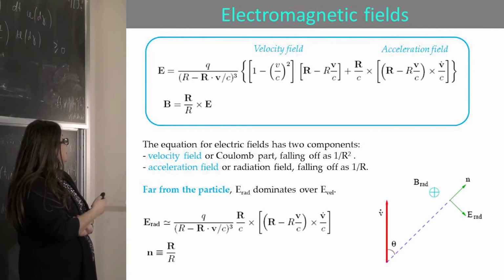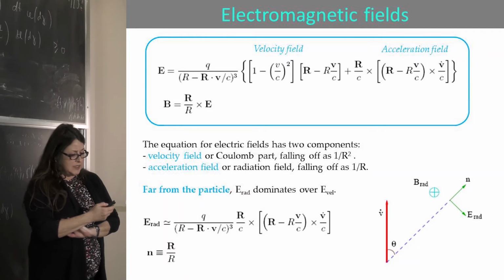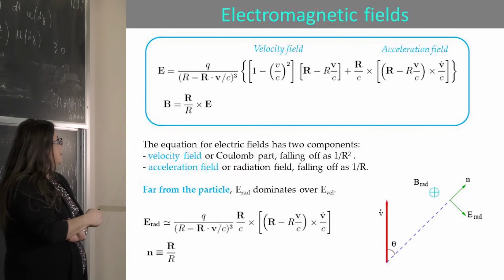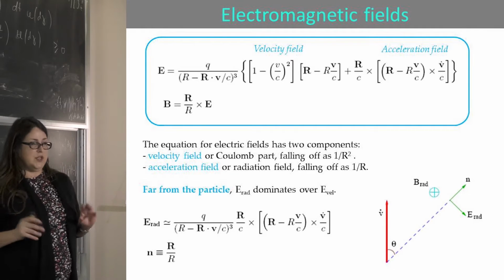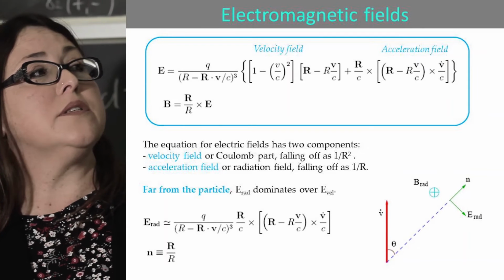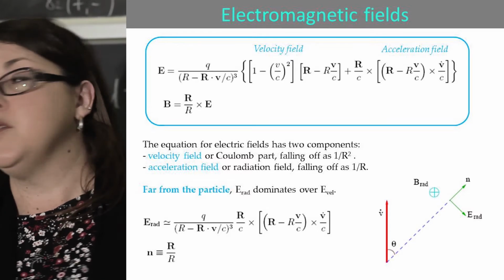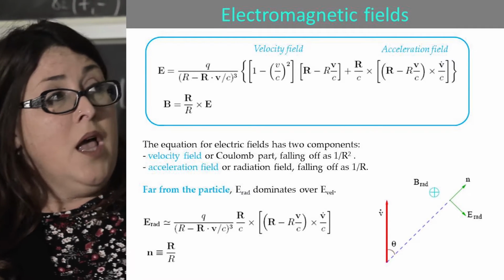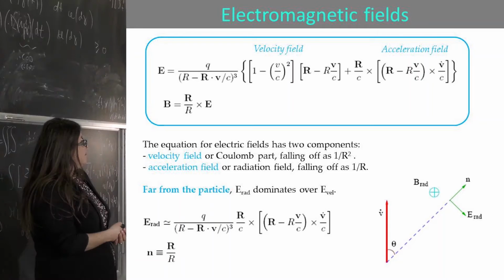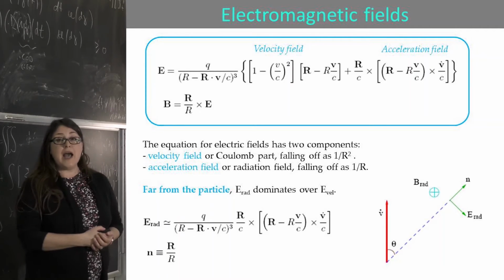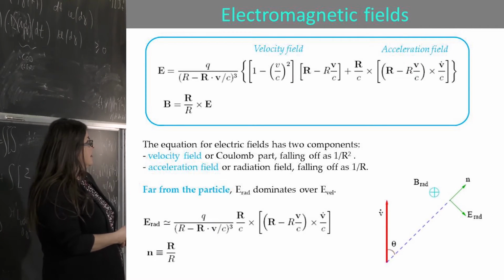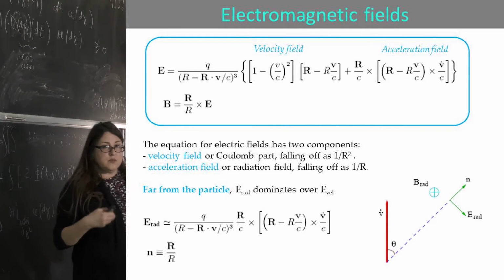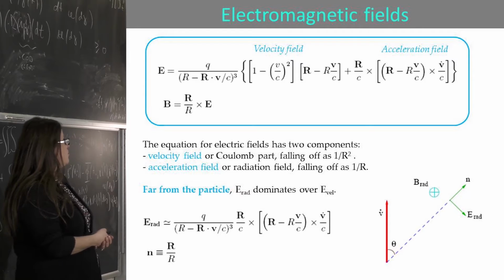What is extremely important to notice here is that the electric field as well as the magnetic field can be written as the sum of two terms. One is the velocity field, a term which only depends on the velocity of the electric charge. And the second term, which depends on the acceleration of the particle, the so-called acceleration field, is what gives rise to the propagation of electromagnetic waves.